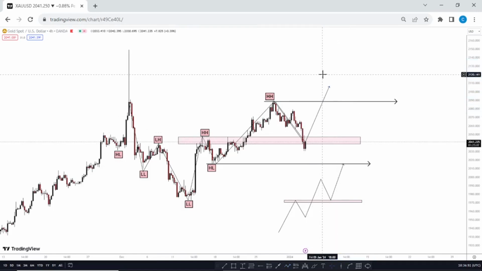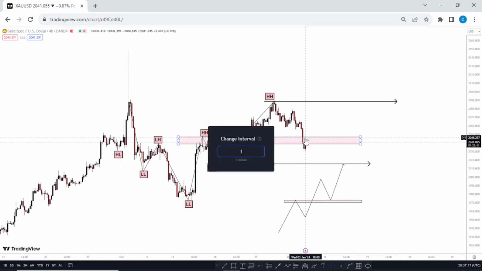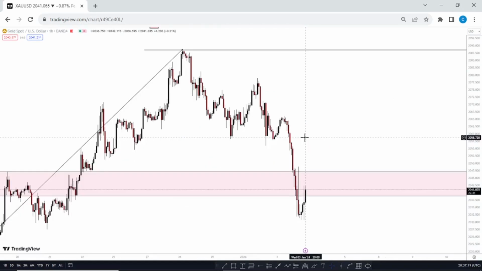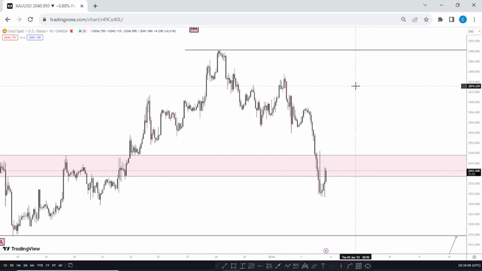You get me? Good. So now how did I even catch the 200 pip move? Now let's go down to our H1 time frame, which is our lower time frame, so I can teach you how I got my entry. All right. So now coming down to our H1 time frame, what was the first thing I did?